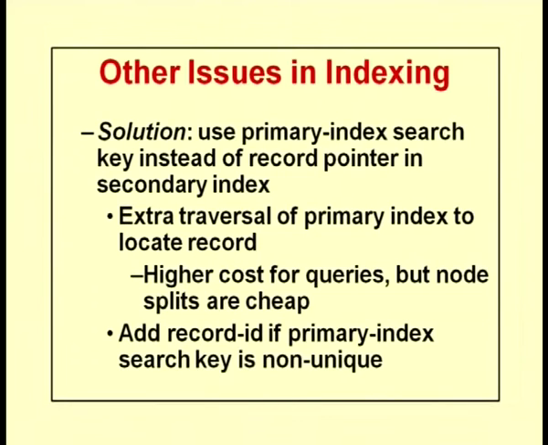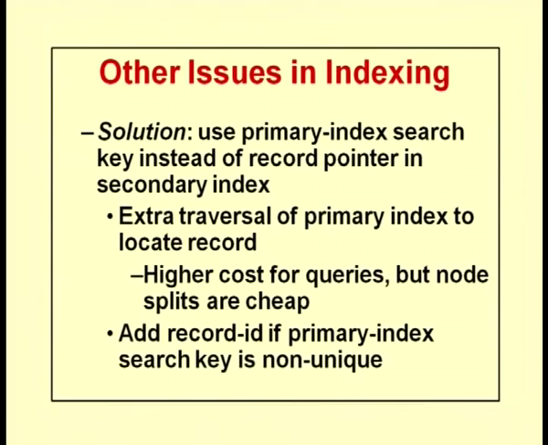So, what is the solution to this? The solution is to use the primary index search key instead of the record pointer in the secondary index. An extra traversal of the primary index to locate the record is then required, which means higher cost for queries, but the node splits will be cheap when relocation occurs. Add the record ID if the primary index search key is non-unique. Here it is again a compromise between two issues: do you want record relocation to take more time, or do you want query handling to be done faster? Depending on that you have to decide.